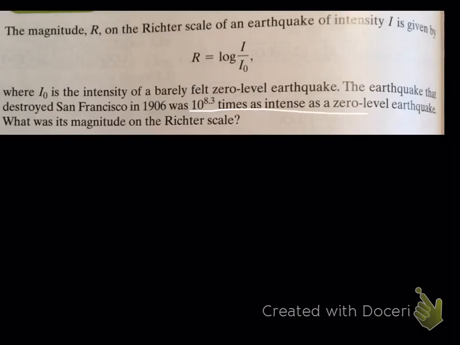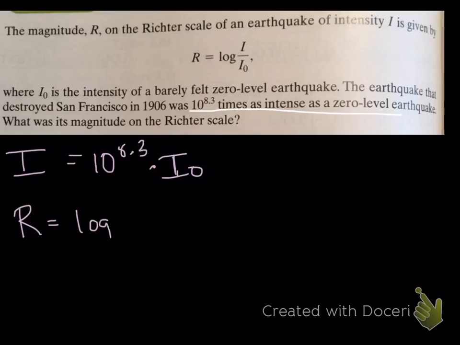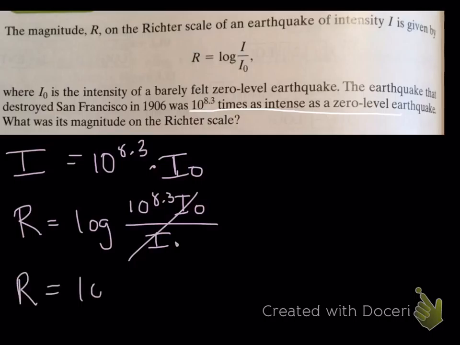So this statement right here is what we're going to plug in for I. It's saying it's 10 to the 8.3 times the intensity of the zero level intensity. So now we go into this formula, and it says R equals log. In the numerator, I'm going to replace I with 10 to the 8.3 I naught, over I naught. They're going to cancel out, so now I'm left with R equals log 10 to the 8.3.